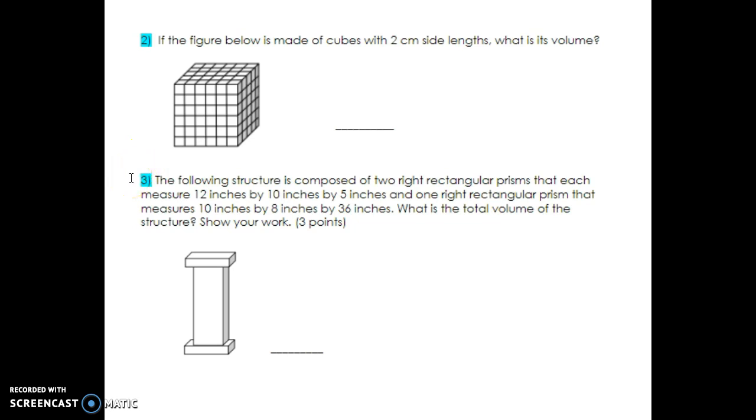Number 3. The following structure is composed of 2 right rectangular prisms that each measure 12 inches by 10 inches by 5 inches, and 1 right rectangular prism that measures 10 inches by 8 inches by 36 inches. What is the total volume of the structure? Show your work. So these ones here are 12 inches by 10 inches by 5 inches, and the big one in the middle is 10 inches by 8 inches by 36 inches.